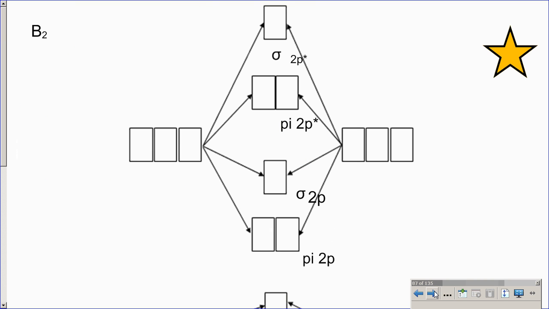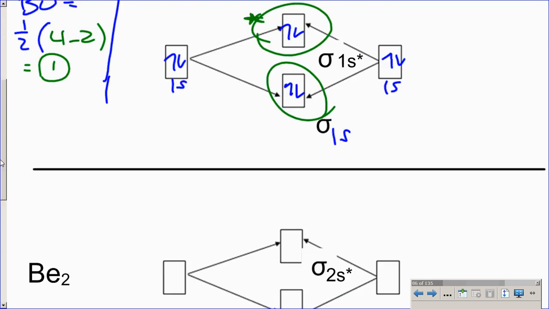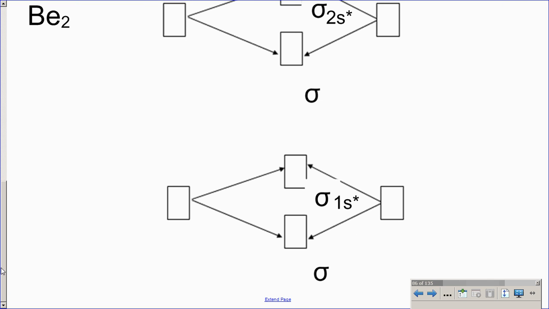Okay, last one for now. Boron, did I do boron? Did I do beryllium? Did I just... Oh, you know what? Hold on. I think I just skipped. It's down here. There it is. Beryllium. So let's go faster this time.